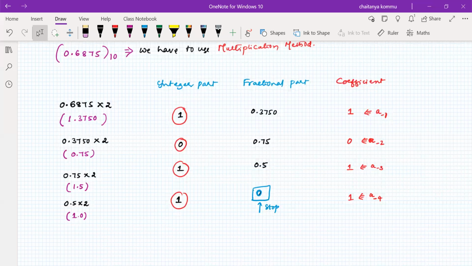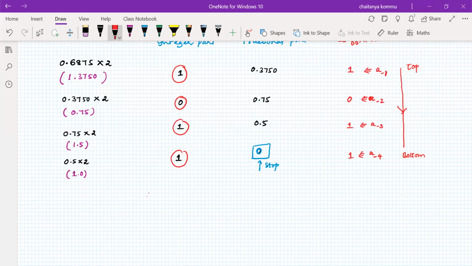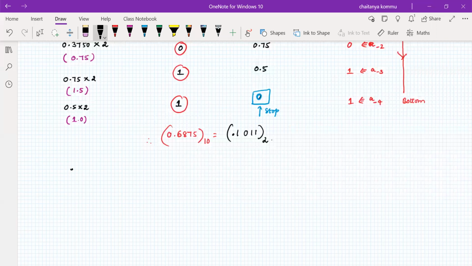Now, how do we take the number positions? We should take from top to bottom. Therefore, 0.6875 of base 10 is converted into 0.1011 of base 2. Therefore, totally, 57.6875 of base 10 is converted into, what is this number?